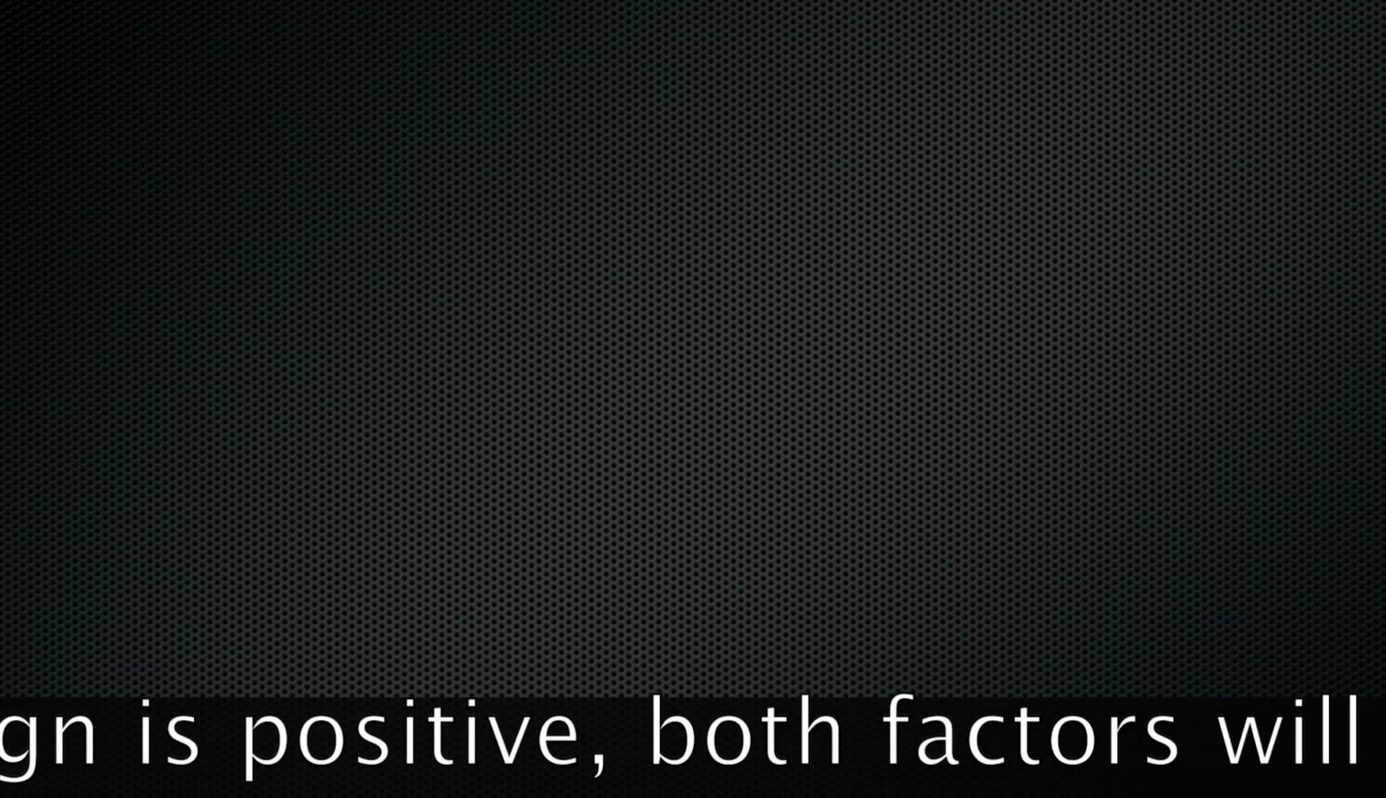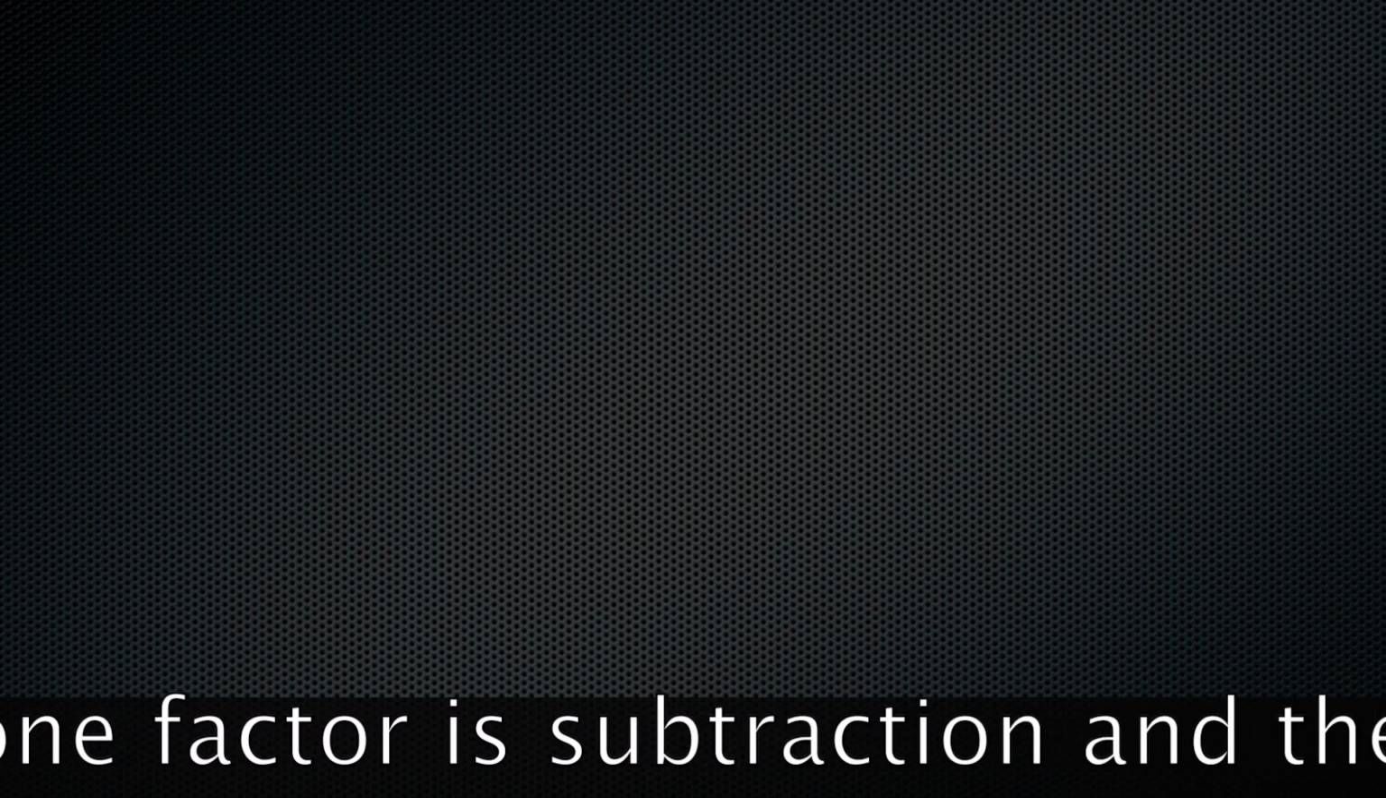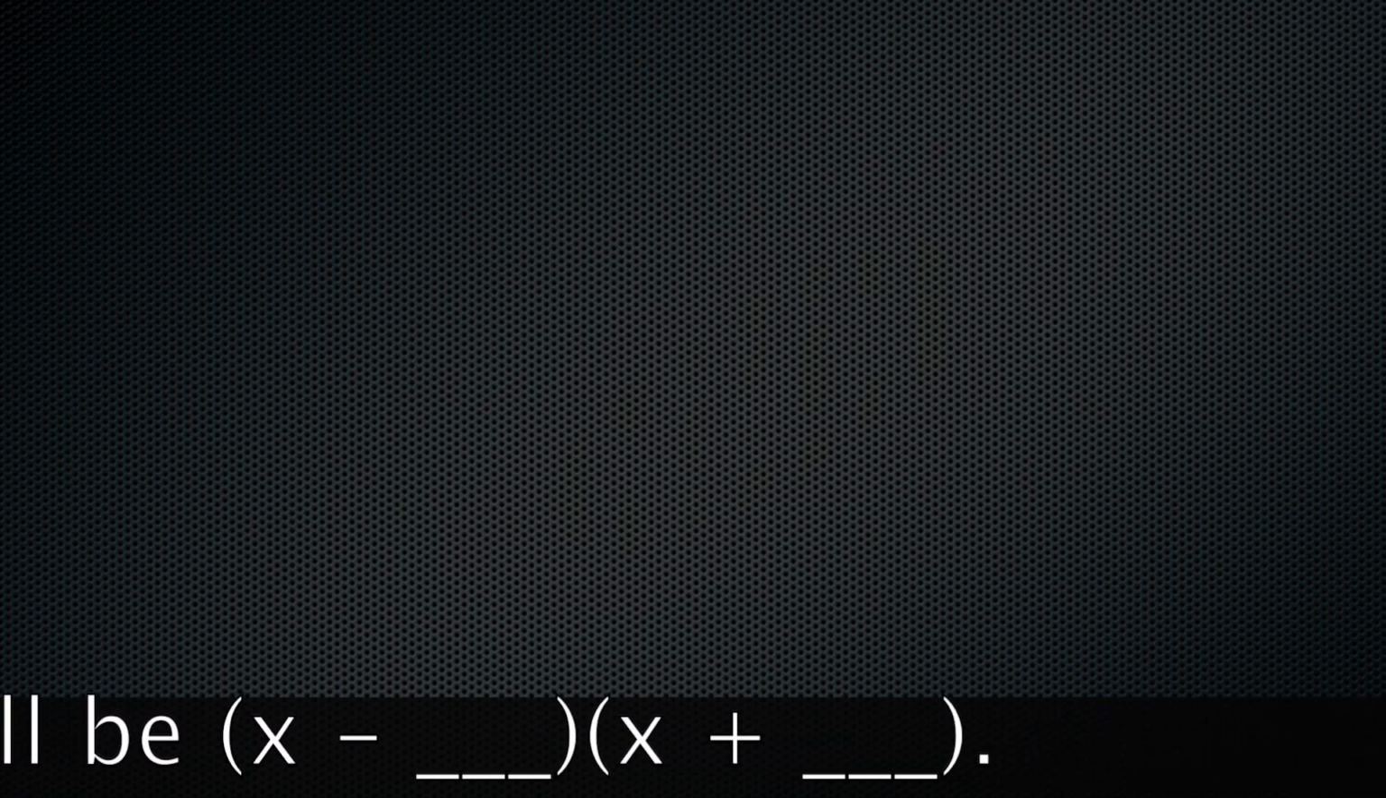Next, we are going to look at the sign in front of the constant. If the sign in front of the constant is positive, then we know that the two operations in the binomials are the same. If the sign in front of the constant is negative, then we're going to have one that's subtraction and one that's addition. Since our constant is negative, we know that one of our factors will be positive, or addition, and the other will be negative, subtraction. X minus blank and x plus blank.